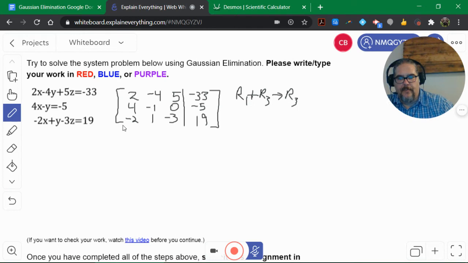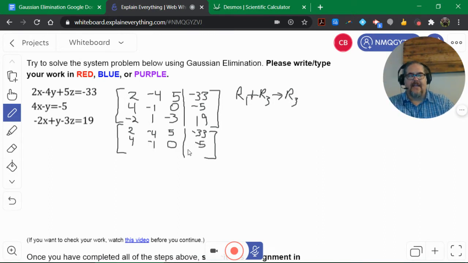And so if you'll remember, what we want to do before we even do the math is we want to go ahead and transfer the rows that we can transfer. And so since we're replacing row 3, we can go ahead and transfer the values for rows 1 and 2 down. Okay, so I'm going to do that. 2, -4, and 5, -33, and 4, -1, 0, and -5.